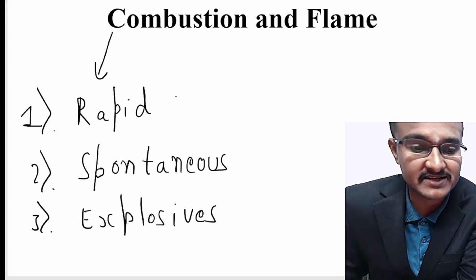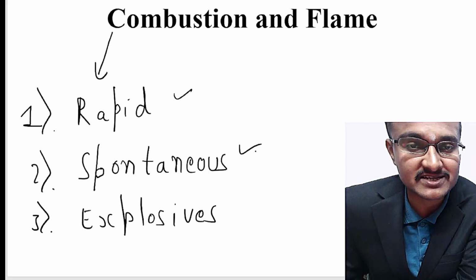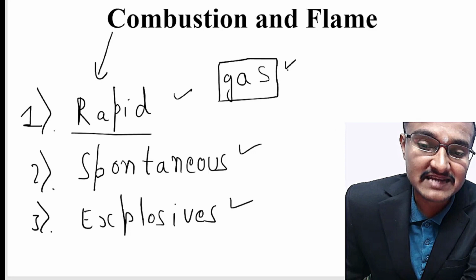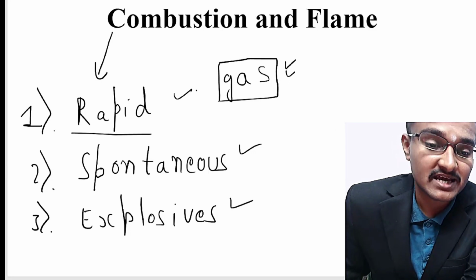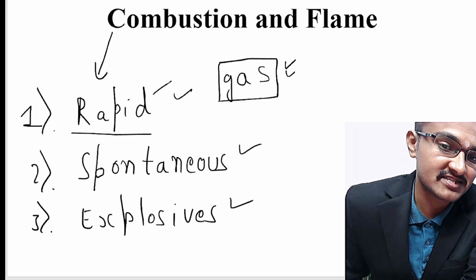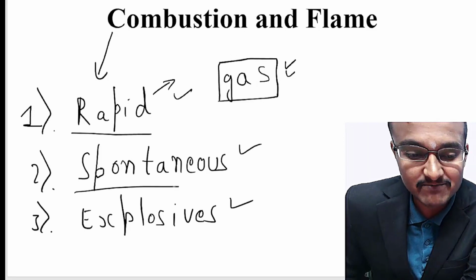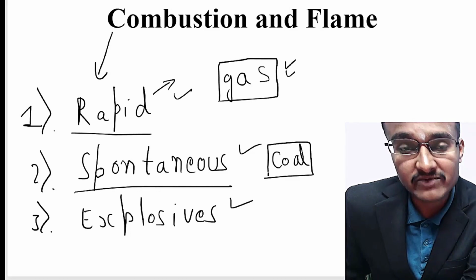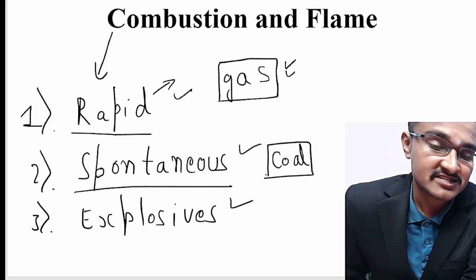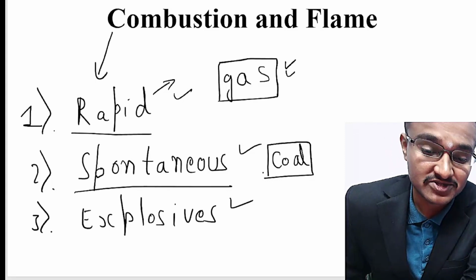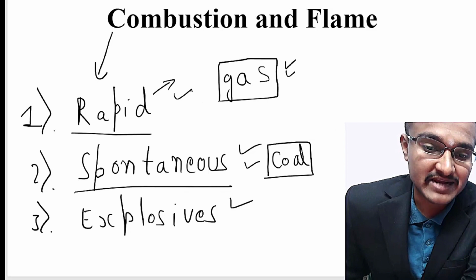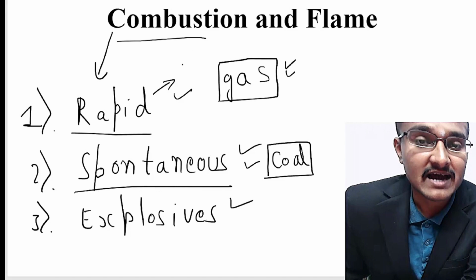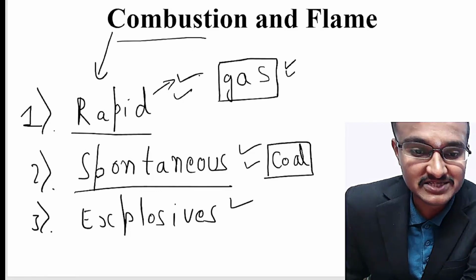In combustion there are three types. One is rapid combustion, one is spontaneous combustion, and the other is explosives. What happens in rapid combustion is that gases rapidly catch fire and combust to produce heat and light energy. Such combustion is known as rapid combustion. In spontaneous combustion, like coal, suddenly they get flames and start burning. When the ignition temperature of this coal is reached, suddenly they catch fire and start burning. This kind of burning is known as spontaneous combustion. When gas molecules rapidly combine with oxygen, they produce heat and light. Such combustion is known as rapid combustion.